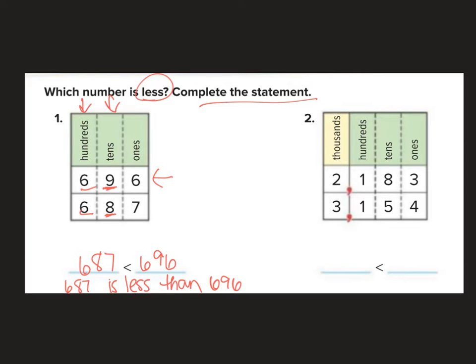696. Okay. Here, let's start with the thousands place. We have a 2,000 and we have a 3,000. I know that 3,000 is bigger, so that's going to go over here. 3,154, and then the smaller one is 2,183. So I'd say 2,183 is less than 3,154.